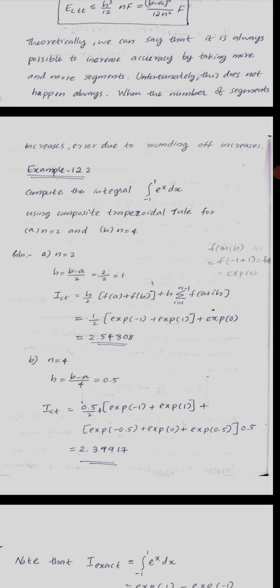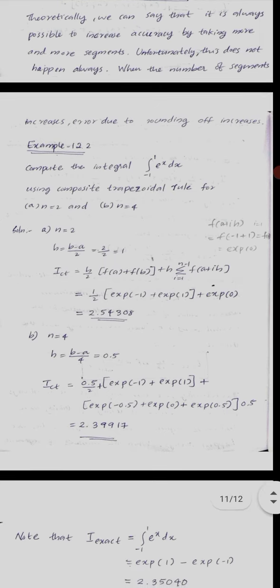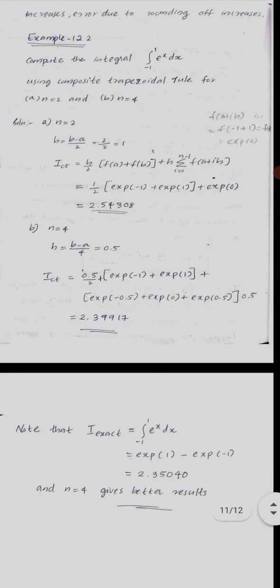ഇവിടെ n എന്ന് പറഞ്ഞാൽ 2 ആണ്. അപ്പോൾ n minus 1 എന്ന് പറഞ്ഞാൽ 1. അപ്പം i equal to 1 to n minus 1 എന്ന് പറയുമ്പം f of a plus ih, i യുടെ വാല്യൂ ഇവിടെ 1 ആയിരിക്കും. അപ്പോൾ f of a plus ih എന്ന് പറഞ്ഞാൽ f of minus 1 plus 1 equal f of 0 എന്ന് കിട്ടും. അതുപോലെ f of a എന്ന് പറഞ്ഞാൽ എക്സ്പൊണൻഷ്യൽ ഓഫ് -1ഉം f of b എന്ന് പറഞ്ഞാൽ എക്സ്പൊണൻഷ്യൽ ഓഫ് 1ഉം. അപ്പോൾ 1/2 [എക്സ്പൊണൻഷ്യൽ ഓഫ് -1 പ്ലസ് എക്സ്പൊണൻഷ്യൽ ഓഫ് 1] പ്ലസ് എക്സ്പൊണൻഷ്യൽ ഓഫ് 0 എന്ന് കിട്ടും. ഈക്വൽ 2.54308. n 4 ആകുമ്പോൾ h ഈക്വൽ ടു (b മൈനസ് a) ബൈ 4 ഈക്വൽ ടു 0.5.